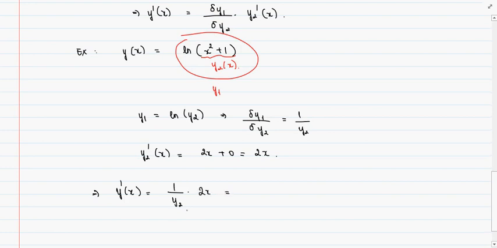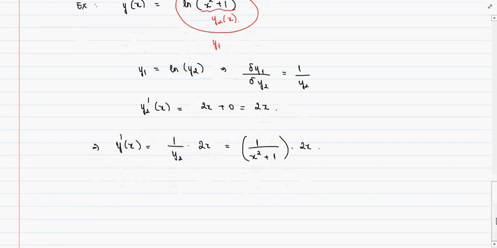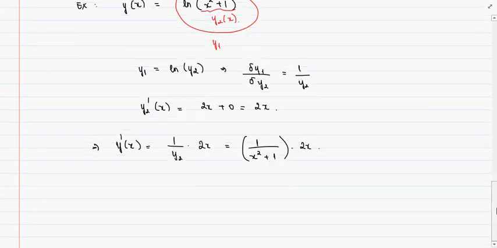Now we know the function of y2, so we have to substitute that into here. We know that y2 is equal to x squared plus 1, and multiply by 2x. So this is how we apply the chain rule to find the differentiation of a function inside a function.